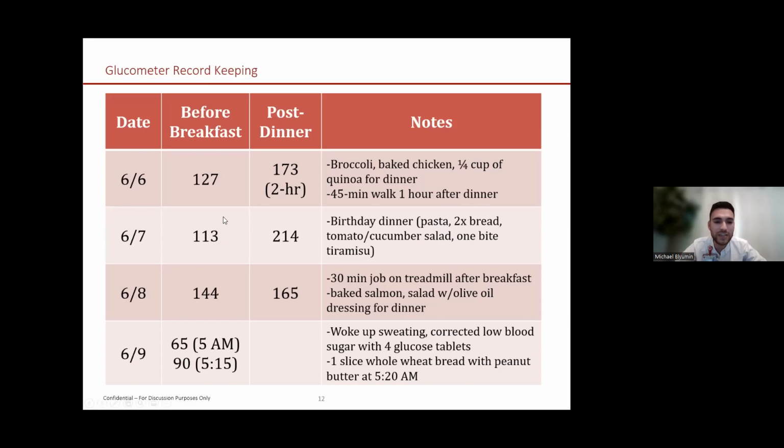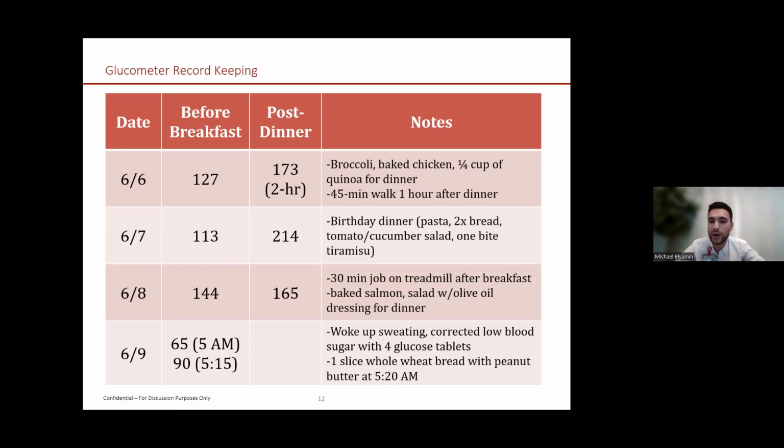Now the last reading here, you can see it's 65 and then 90. So very low readings, and they mention the time. And this is, again, very important to note because this sounds like this patient having low blood sugar. So then they even note they woke up sweating, then they corrected the low blood sugar with 4 glucose tablets. After that, they had whole wheat bread with peanut butter on it to keep their blood sugar steady.